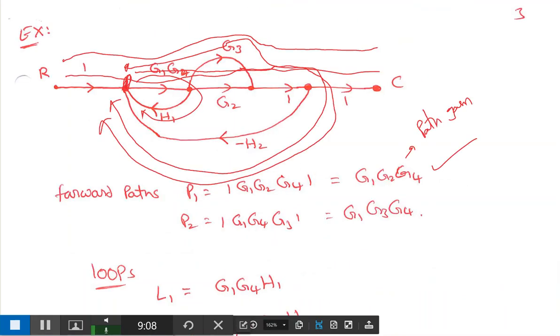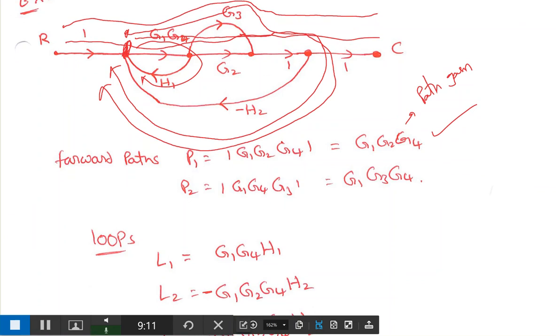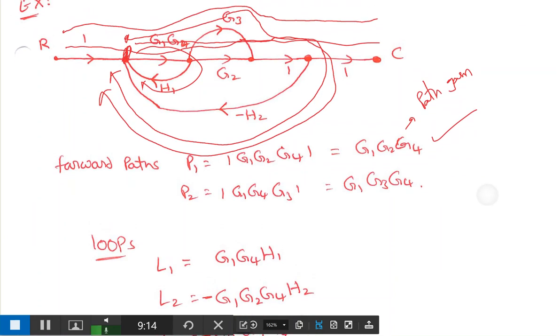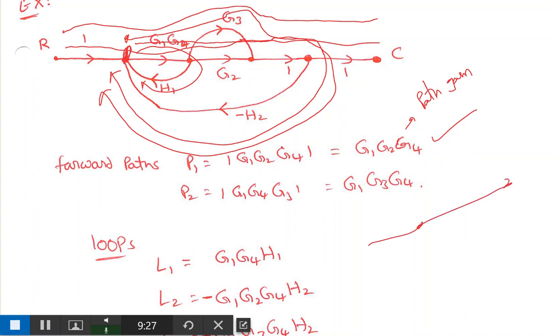The third important point is to find out how many non-touching loops there are. Non-touching means they shouldn't touch any path, they shouldn't touch any node. Say, for example, here are 2 feedback loops: G1 H1 and G2 H2. So there are 2 loops basically. G1 H1 is one loop and G2 H2 is another loop.